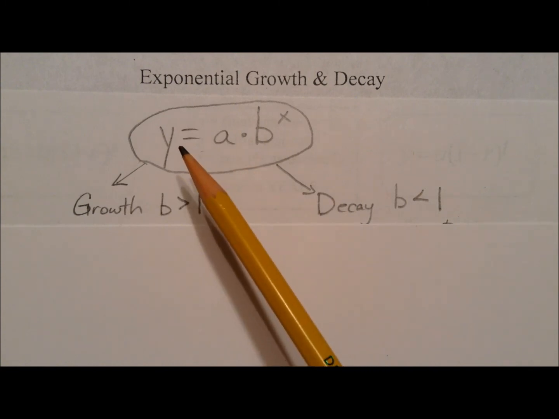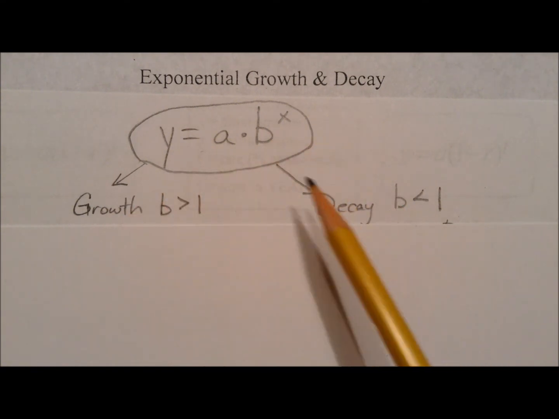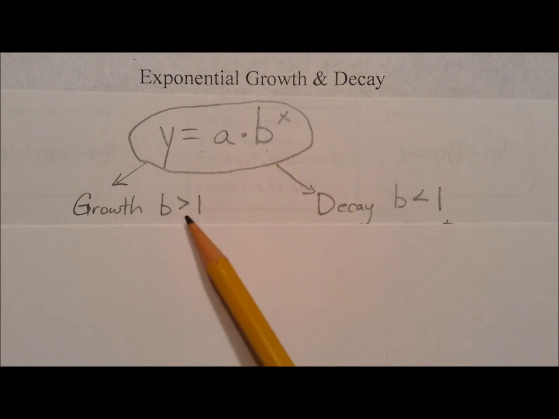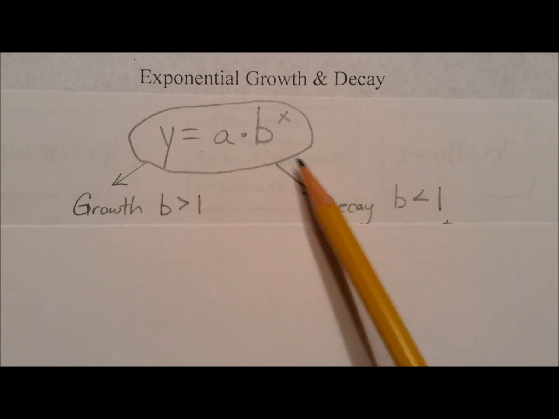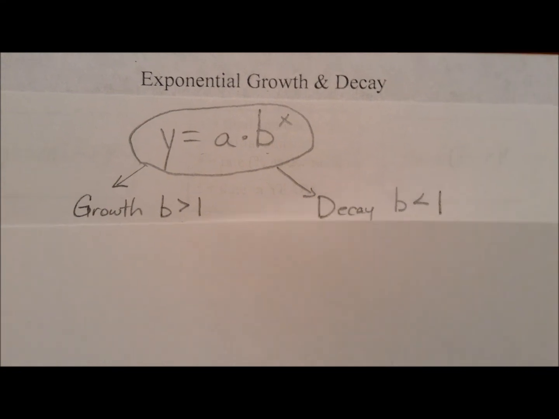Today's lesson is over exponential growth and decay, and this is an offshoot from our exponential work that we've been doing. Our general form is going to go in two directions, and it's all dependent upon the base. If the base is bigger than 1, you're growing, and if it's less than 1, it's going to be decaying or getting smaller.